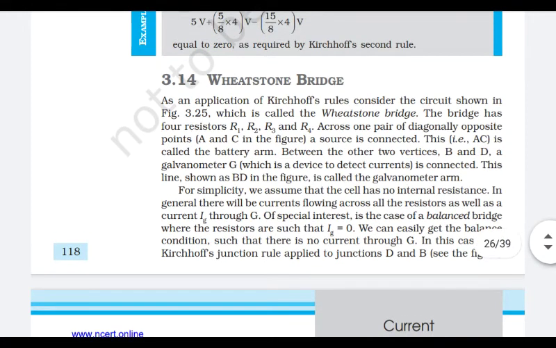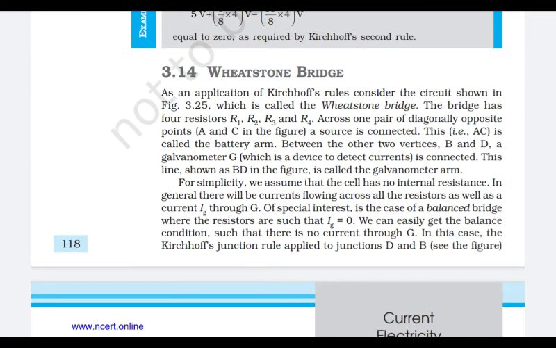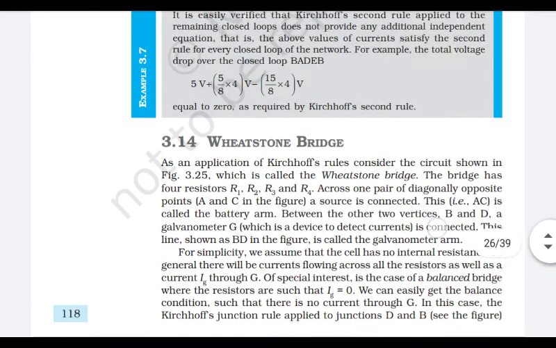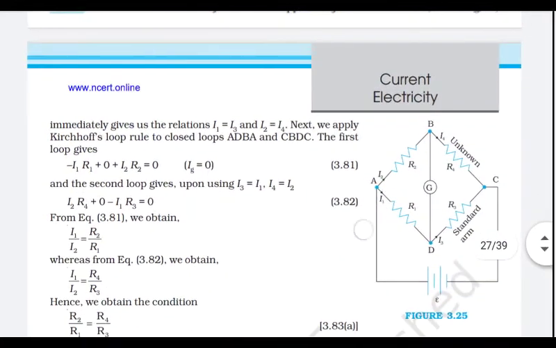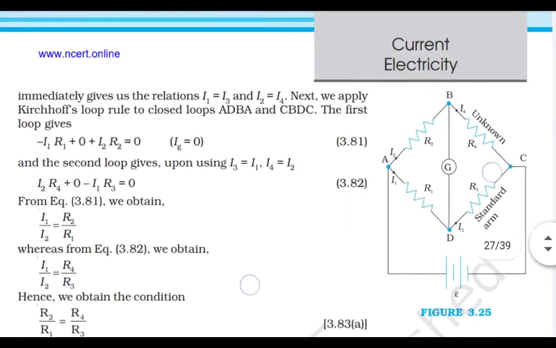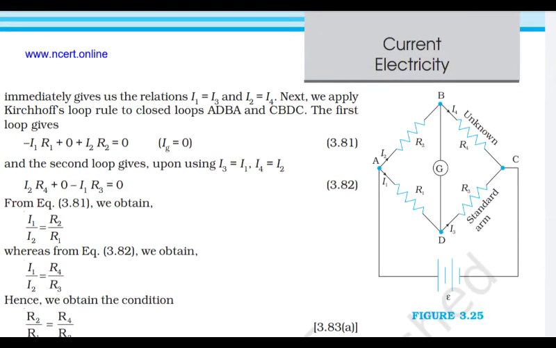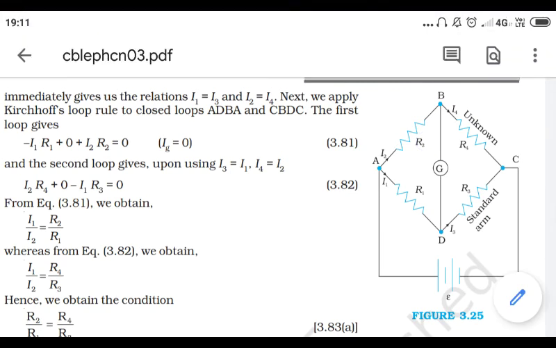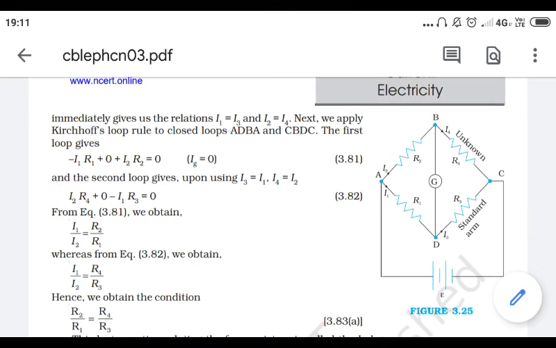Wheatstone is the Englishman who gave the idea to determine the value of unknown resistance, and to determine it he used four resistances in a particular arrangement of circuit. You can see the arrangement here, where four resistances R1, R2, R3 and R4 are connected along the sides of a parallelogram.